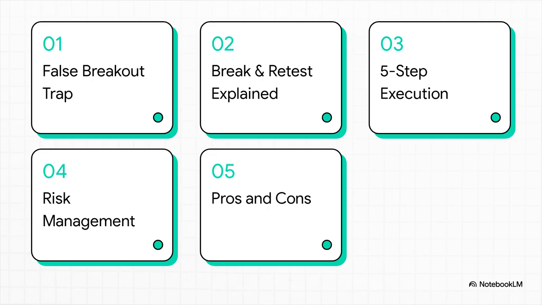Let's dive right into our agenda. First up, we'll look at the false breakout trap. Then we'll get into break and retest explained. Third, we'll walk through a 5-step execution process. Fourth, crucial risk management rules. And lastly, strategy pros and cons.